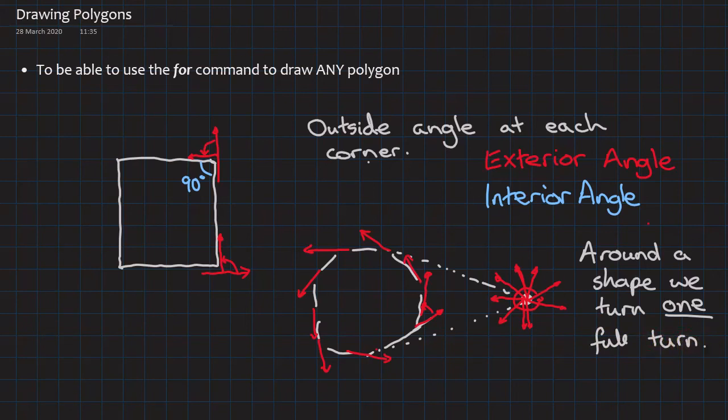Now, a full turn is 360 degrees. How many turns did I have to make? Well, on the square it was 4. Here I've got 1, 2, 3, 4, 5, 6, 7, 8, 9. So, if it's a regular shape, we're talking regular shapes, the exterior angle is 360 divided by the number of turns.